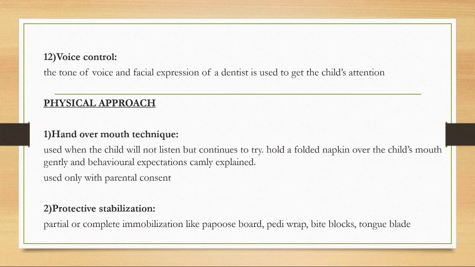Then we have voice control, that is sudden and firm commands that are used to get the child's attention and stop the child from his current activity. So firm commands can be a very powerful tool for patient management. Now we have the physical approach, that is HOME, the hand over mouth technique, and protective stabilization. Hand over mouth technique we will be dealing with in detail, that is keeping a folded napkin over the child's mouth gently, and behavioral expectations calmly explained, used only with parental consent.